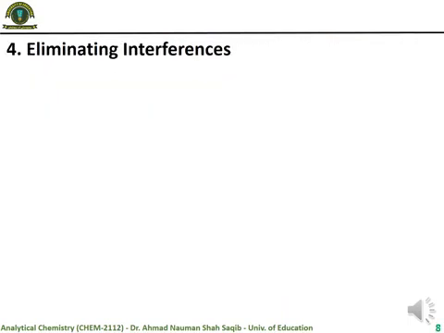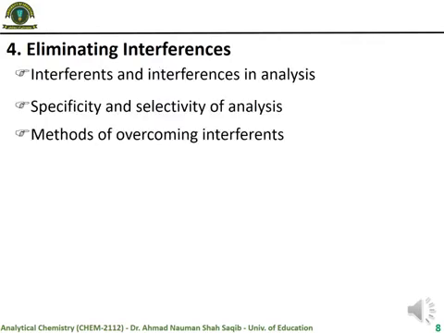We have the step of eliminating interferences. Depending on what kind of sample we have, there can be different interfering ions which interfere with the correct analysis of that sample. That totally depends on the type of sample and the kind of method we are using.